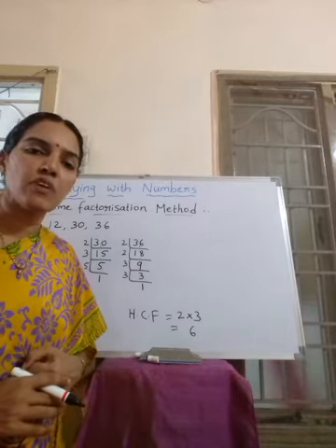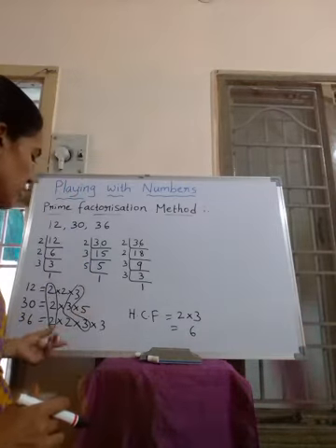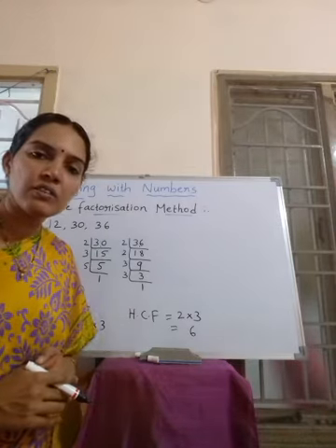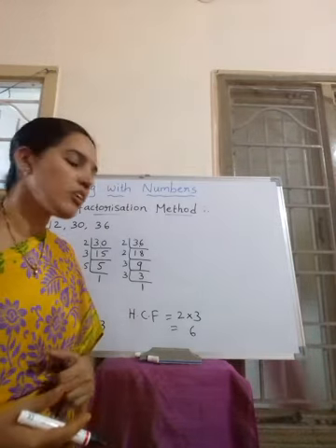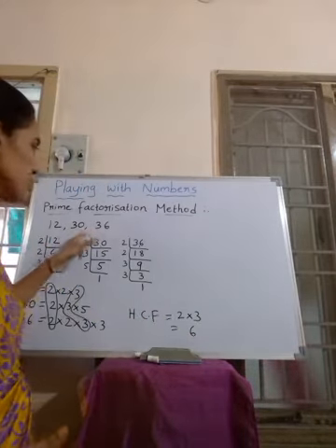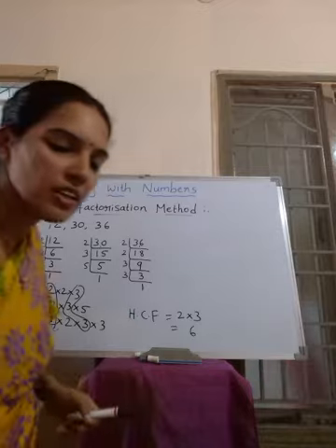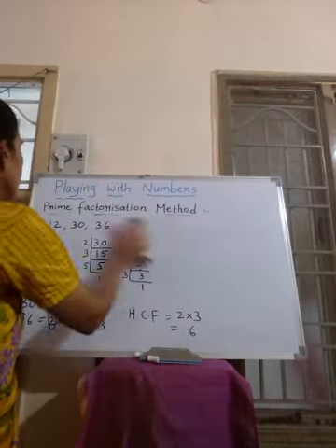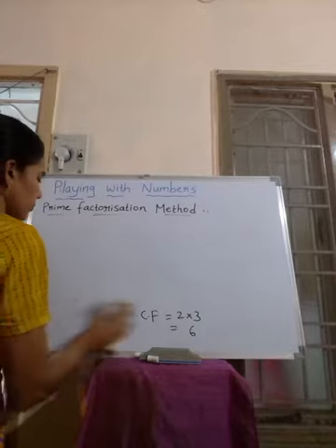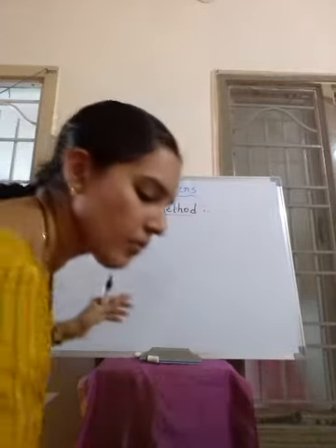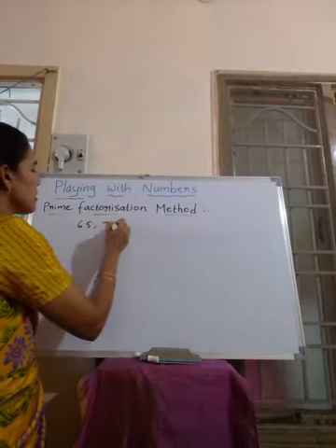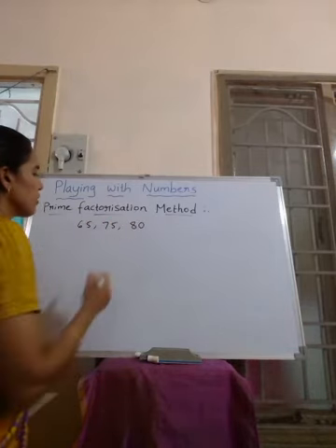This method we call the prime factorization method. We find the prime factors of the numbers. After writing the prime factorization, we circle the common factors and find the product of those, which gives the HCF. HCF here is 6. Let's take another example: 65, 75 and 80.